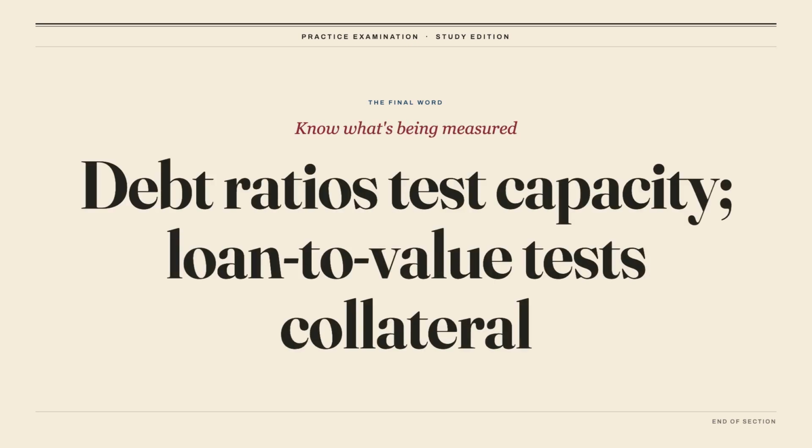Discount points are just pricing prepaid interest to buy down the rate, not a measure of capacity. Capitalization rate belongs to income-producing property, not household budgets. Whenever a question compares what a borrower owes to what she earns, the subject is capacity. Full stop.